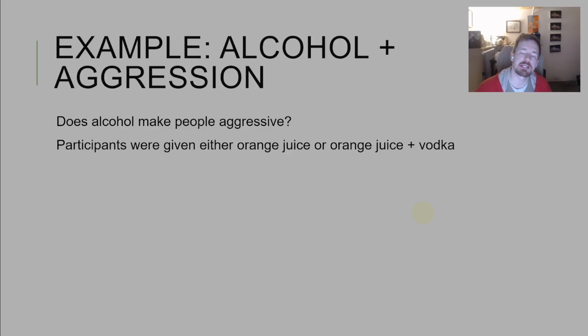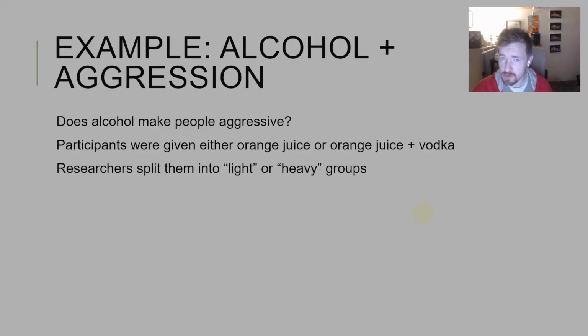So here is another example, whether or not alcohol makes people aggressive. In this particular study, and again, this is also based on a real study, participants were given orange juice, or they were given orange juice and vodka, which I think is called a screwdriver, but I also don't really know because I'm not a very big drinker. So we have essentially a control condition, where we got the orange juice, which does not have alcohol, and then we have orange juice and vodka, which would not be the control condition.